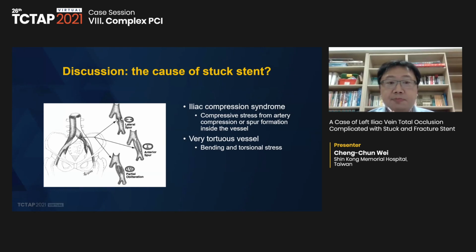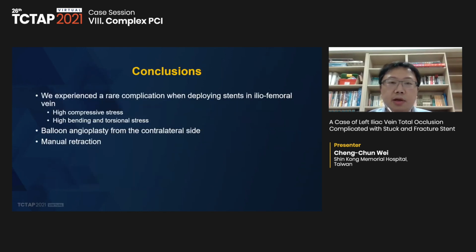There might be some spur formation inside the vein, in the total occlusion part, and this will compress the stent. The second reason is the tortuous vessel, which will cause some bending or torsion stress over the stent. So my conclusion is we experienced a rare complication when deploying the self-expandable stent in the iliofemoral vein. And how to bail out this kind of situation? First, do balloon angioplasty from the contralateral side. And second, do manual retraction.